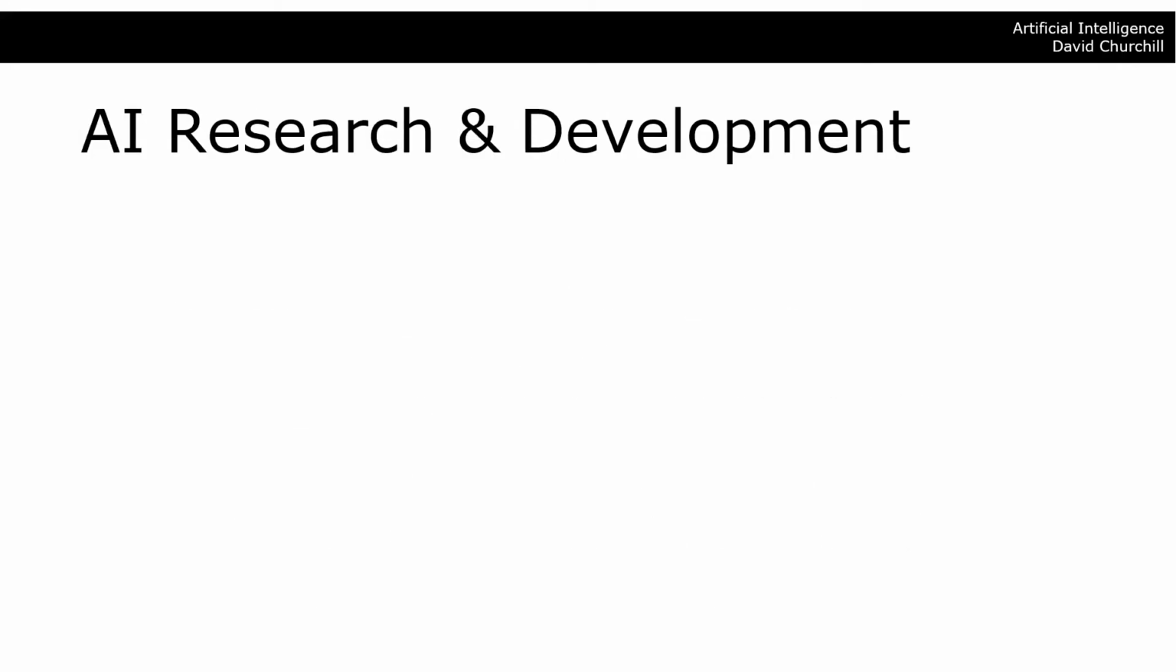So how do we actually do AI research and development? What does the process look like that we have to take in order to come up with a new AI system?